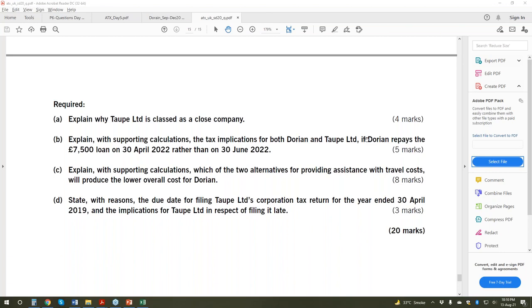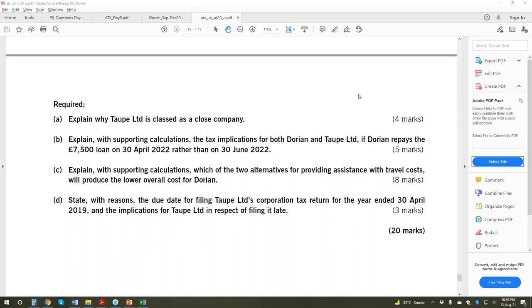James, you have told me the deadline of 9 months. That is for the tax liability to be paid to HMRC. That is not the deadline of the return. The deadline of the return is 12 months after the end of the accounting period, and the accounting period is ending on 30th April 2019. So 12 months from that, it's 30th April 2020.